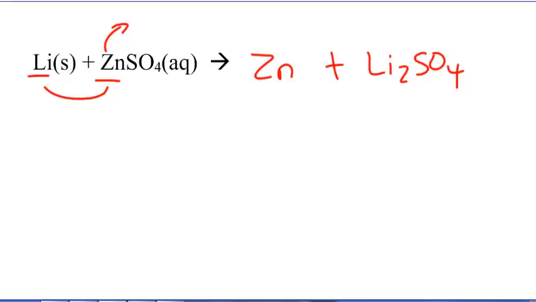La2SO4, because sulfate has a negative 2 charge. This is a pretty easy balance. You just have to put a 2 in front of the lithium. So again, this is single replacement because lithium replaced zinc in the ionic compound and now zinc is on its own.